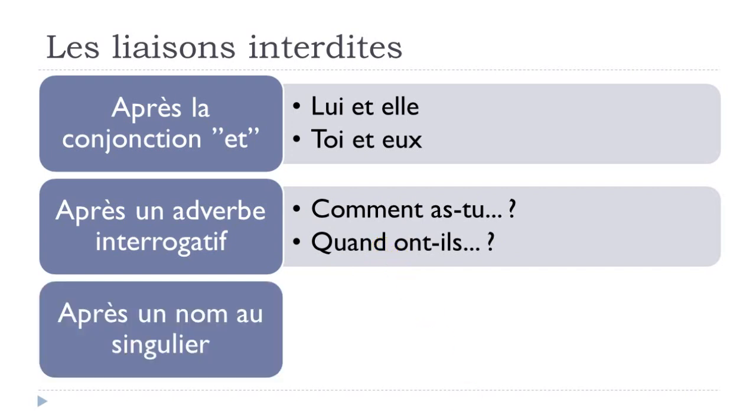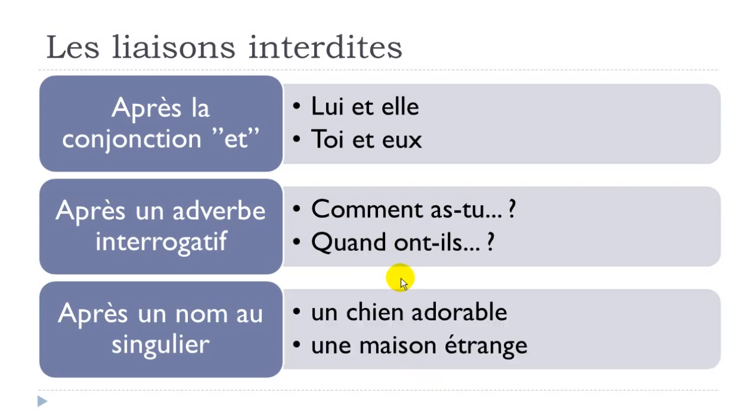And then remember that if you've got a noun, and if this noun is at the singular form, then you shouldn't make the liaison. Like here, for instance, un chien, a dog, adorable, okay? Here, it would be tempting to do it, but then no liaison, so un chien adorable, okay? Same thing here, une maison étrange, okay? House, and then étrange, strange. Une maison étrange, un chien adorable, okay? Remember, you shouldn't make any liaison here after this word and after this word.